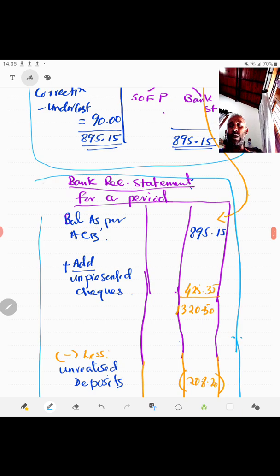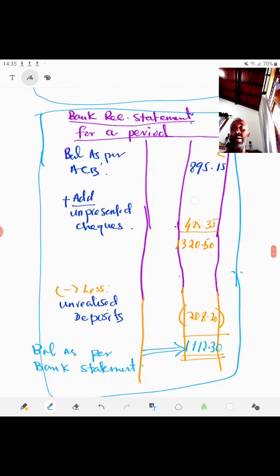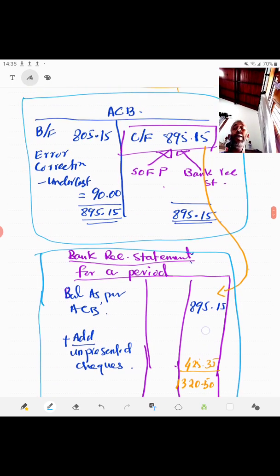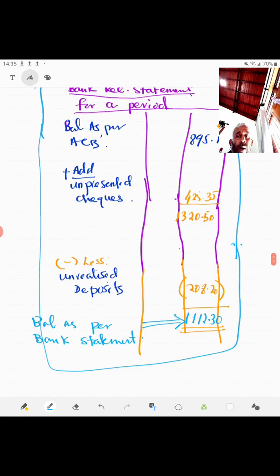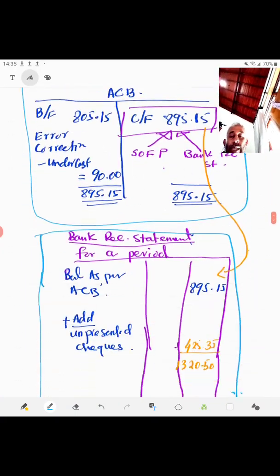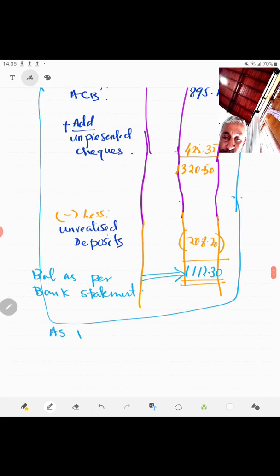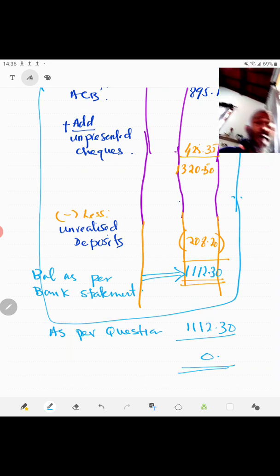Here what we need to do is incorporate adjustments which have taken place in our books but have not been reflected in the bank statement. Those we should put down here. Remember, the bank reconciliation statement is not prepared through an accounting entry, but the adjusted cash book is. Now, what we arrived at, 1112.30, and what has been given by the bank should match, and that is exactly matching as per the question. We are receiving 1112.30, so there is no difference. This is how you start practicing bank reconciliation examples.